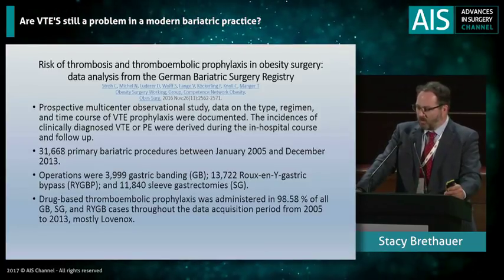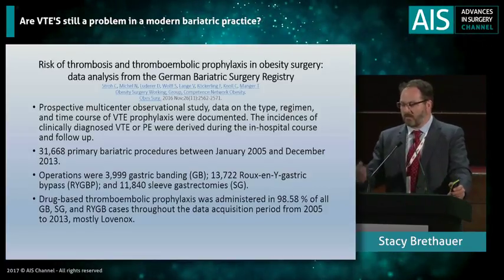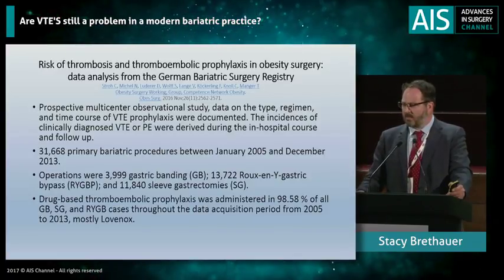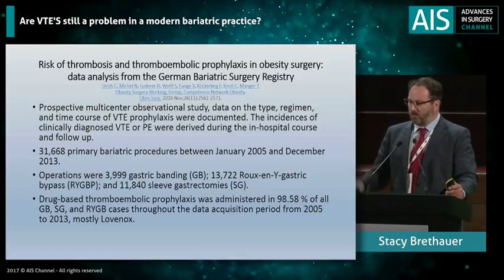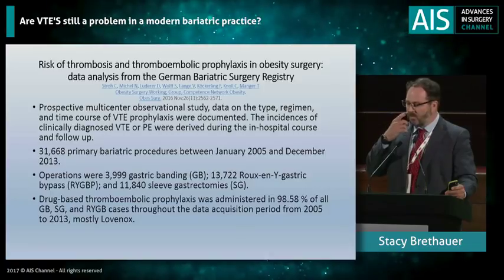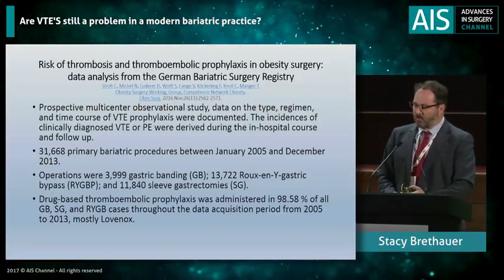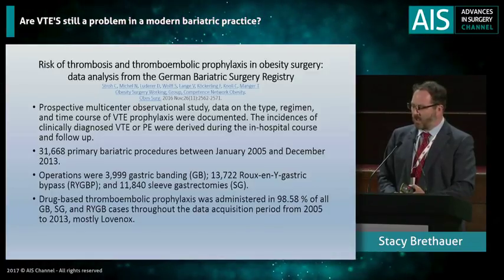They looked at a prospective multi-center study, and they looked at the type, regimen, and time course of the prophylaxis regimens that were used, and then they looked at the incidence of diagnosed VTEs and PEs during the follow-up period. And this had 32,000 patients in it between 2005 and 2013. You can see the procedure spread there. It was mostly gastric bypasses, about 14,000 bypasses, 12,000 sleeves, and 4,000 bands.